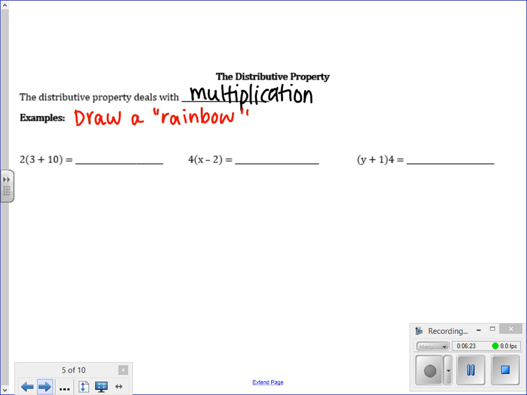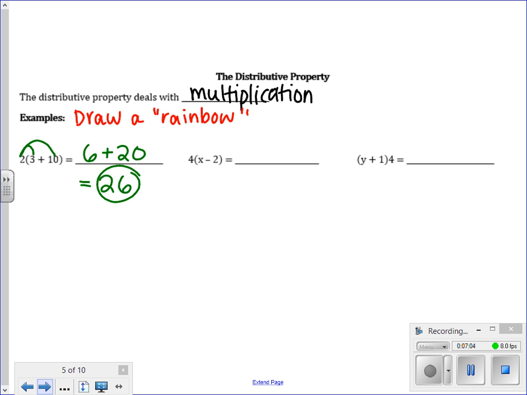So in this first example, 2 times (3 plus 10), I'm going to take the 2 and draw a rainbow to the 3. That reminds me that I need to multiply 2 and 3 together. I'm also going to draw a rainbow from 2 to 10 because I need to multiply the 2 and the 10 together. All right, so let's start. 2 times 3 gives me 6. 2 times positive 10 gives me plus 20. Now, once I have multiplied and distributed the 2 to the 3 and the 10, I can now add those values together. 6 plus 20 equals 26.